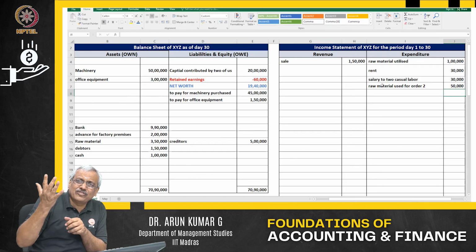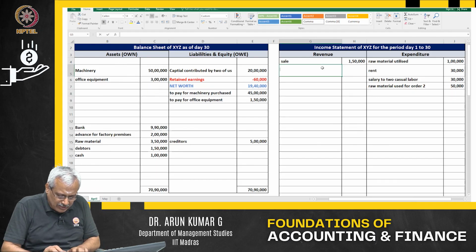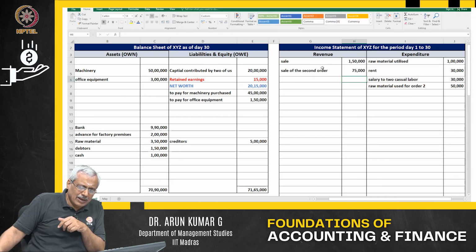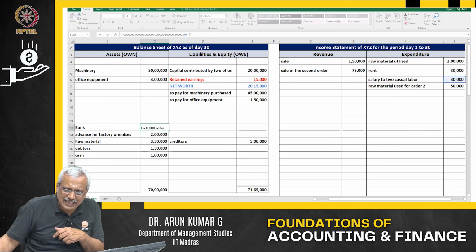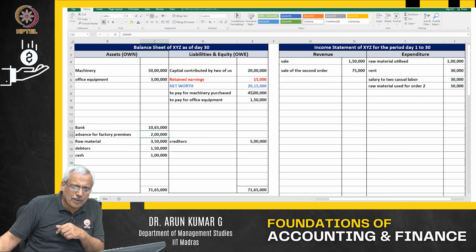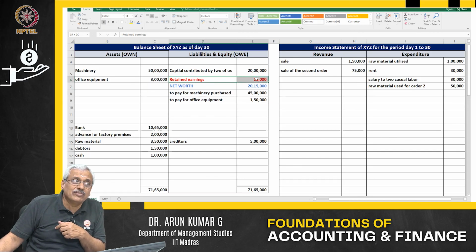I produce, I sell it, that fellow is prepared to buy it, and he pays me, transfers the money to my account. I sell it for what? 75,000. Sale of the second order. Immediately what happens? He has given money. That is double entry. He has given me money and the money is transferred to my bank account. My bank balance increases. Now what happens? Your retained earnings have come out of the red and are positive. That is, you have made a 15,000 rupees profit.